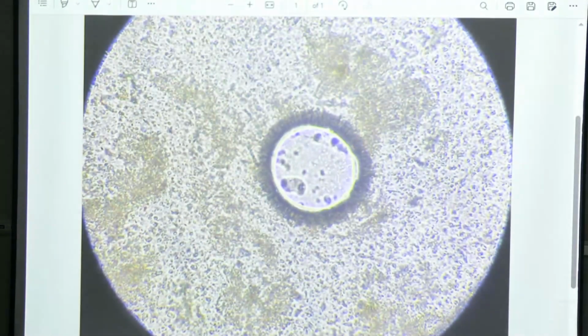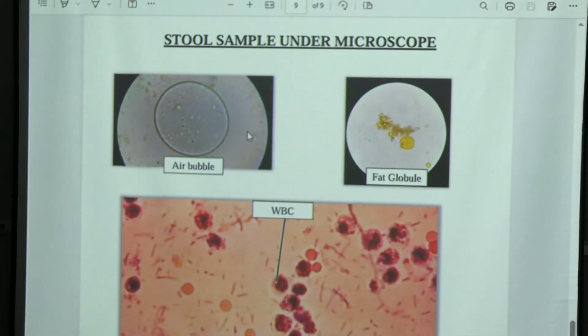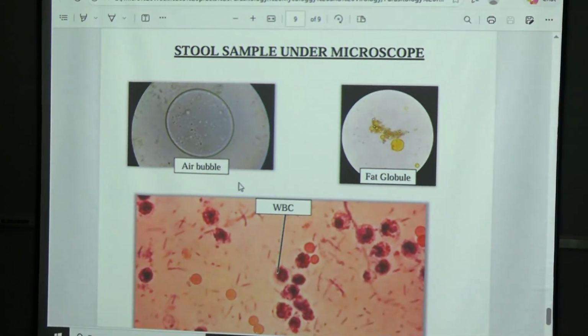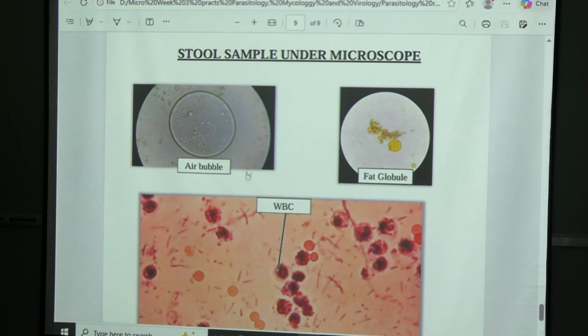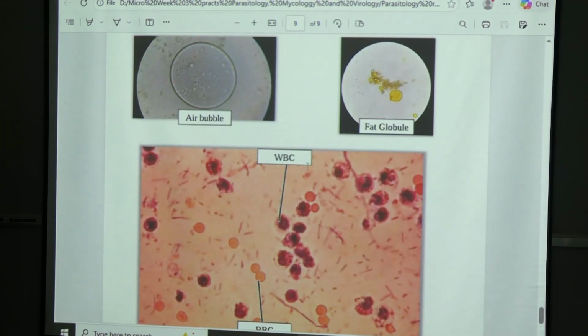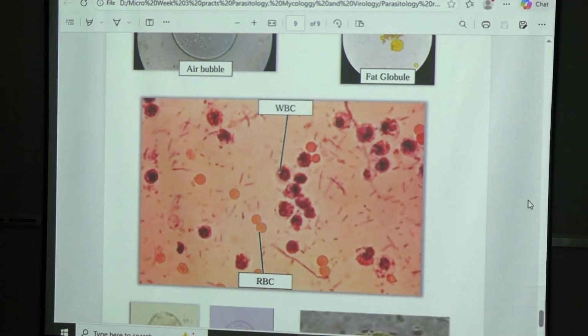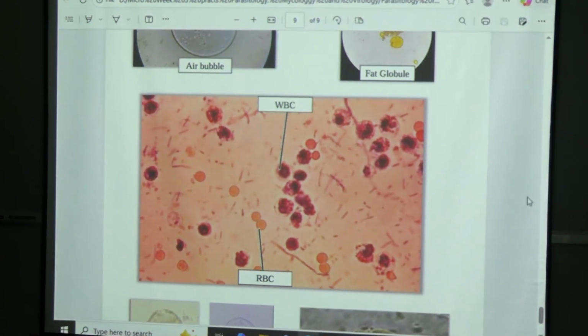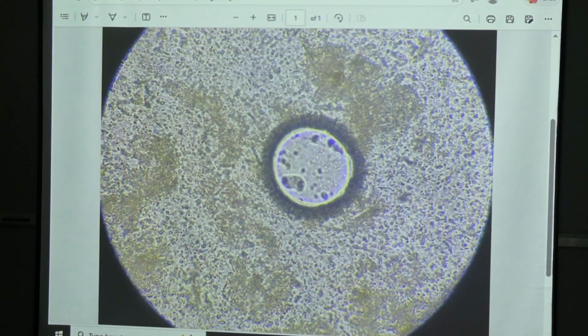Now, normally if there is no parasite in the stool, we will be seeing fat globules and air bubbles in the stool. And if there is any pathology present, for example, if the stool is mixed with blood, here we can see RBCs, or if any other infection is there, in that case we will be seeing WBCs in the stool. Okay, so this is a smear that we prepared in our lab and we found an air bubble, so the picture is shown here.